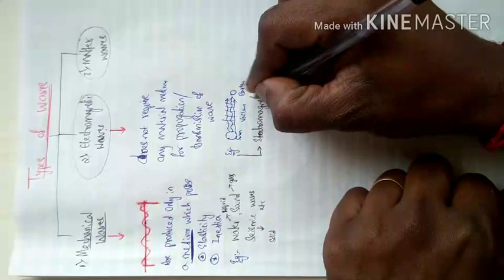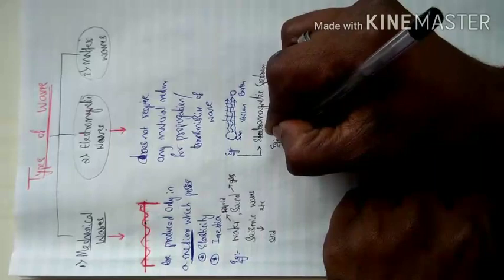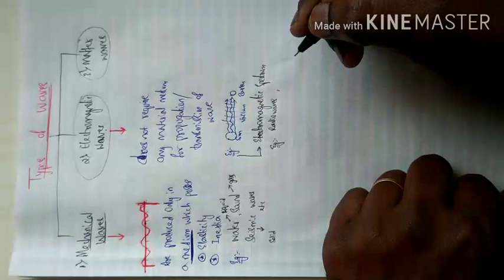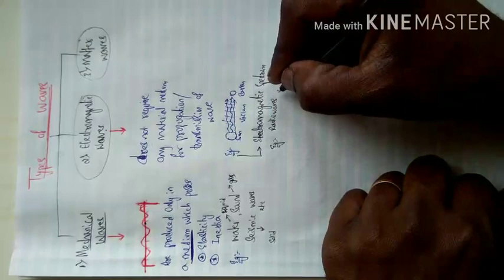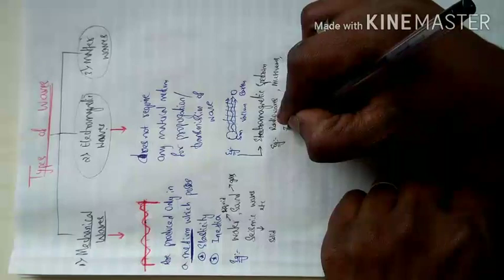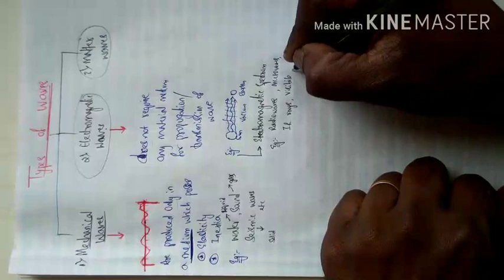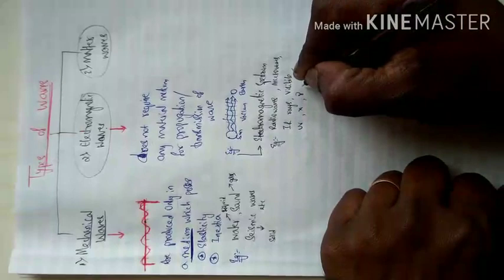Examples for the electromagnetic spectrum are radio waves. Radio, nowadays you are not using much, but in olden days it was a very key medium for the transmission of news and everything. Next is microwaves. Next is IR rays, visible, that is your light rays. Next is UV, and next is X-ray, and last is gamma rays. These are all called the electromagnetic spectrum.